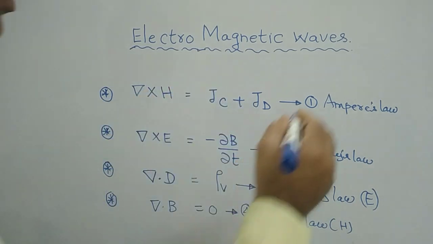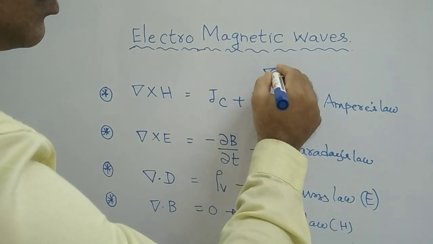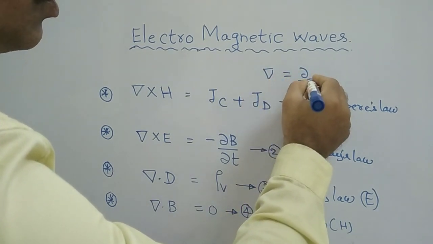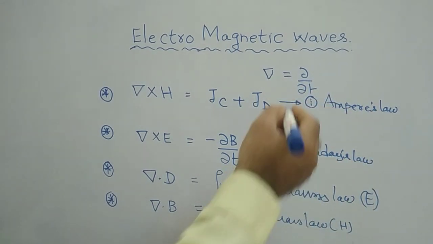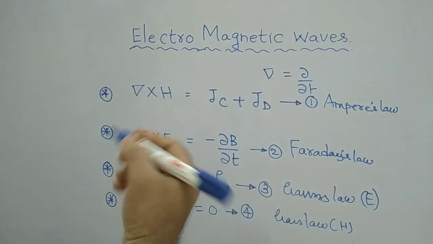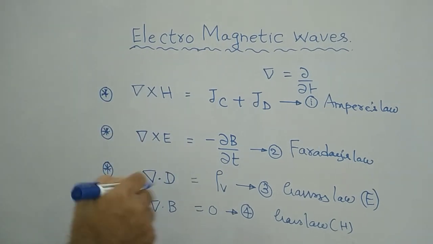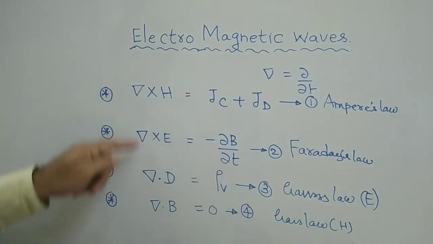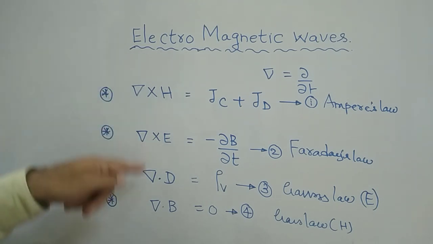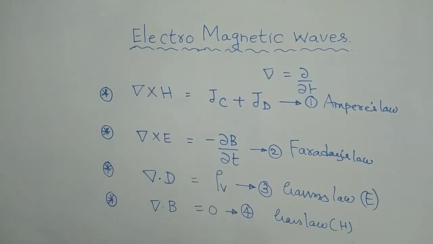What is del? Del is nothing but dou by dou T or dou by dou X, whatever it is. It means differentiation. That's why these equations are called Maxwell's equations in differential form, or otherwise called point form.